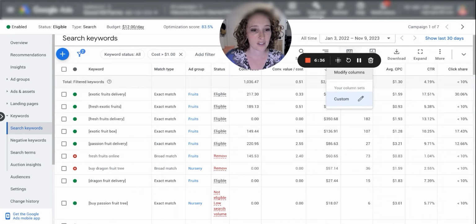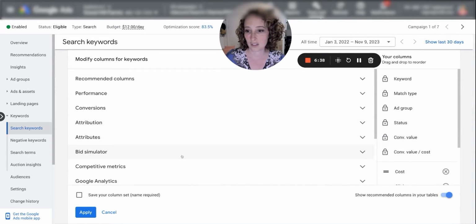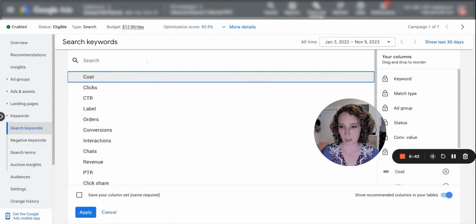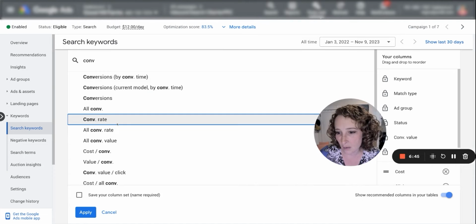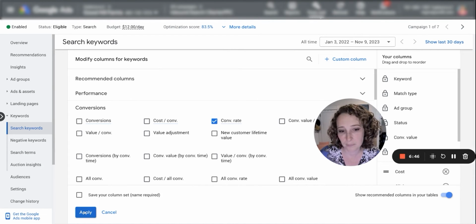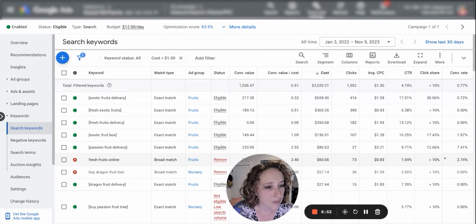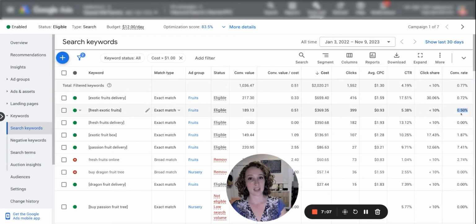Let's just see what is the conversion rate on these. Conversion rate. Let's pull that up. Okay, so we have a slightly higher conversion rate even on the exotic fruits delivery one. 0.72% on exotic fruits delivery, and fresh exotic fruits is 0.5%.